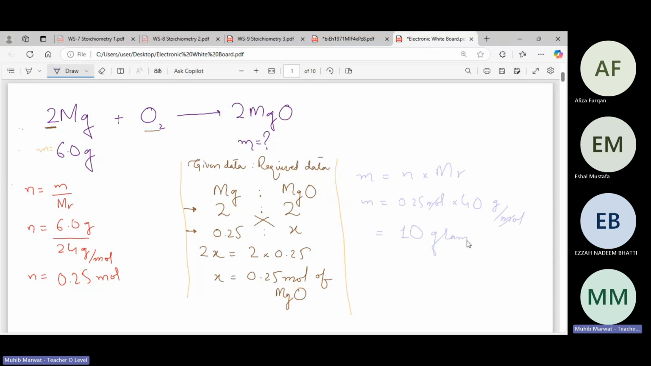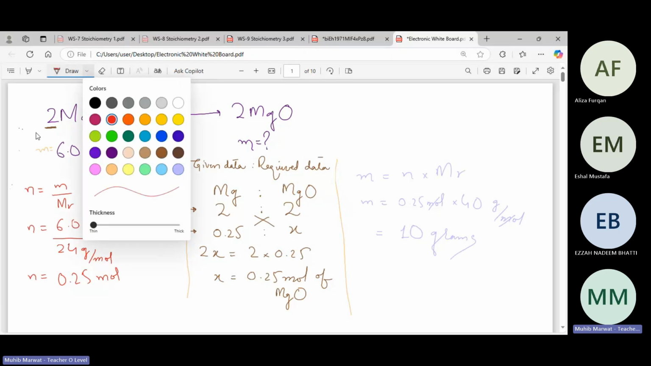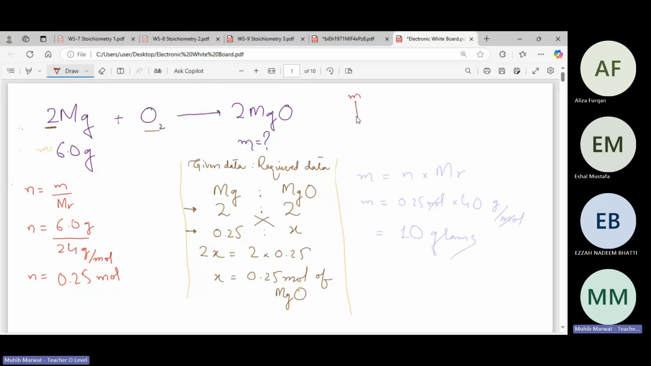Is it clear to you? So what have we done? We have first of all converted mass into number of moles of reactant. Then we have found the number of moles of product by the ratio method, and then again we have converted the number of moles of product into the mass of product. Is it clear to you, students? Yes, sir. This is the final answer.